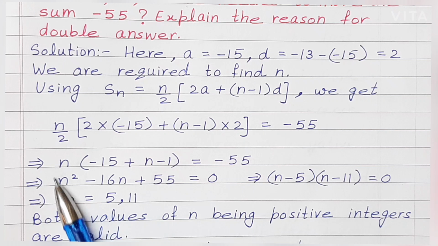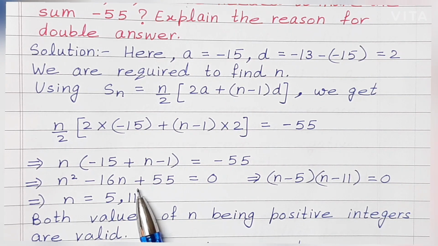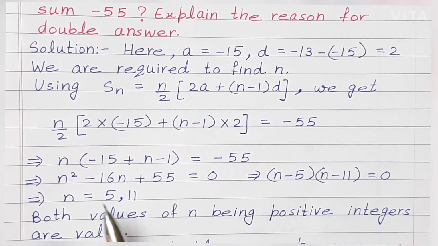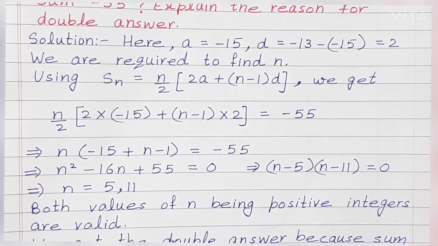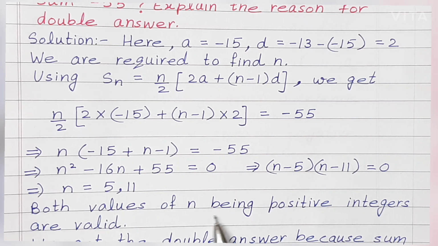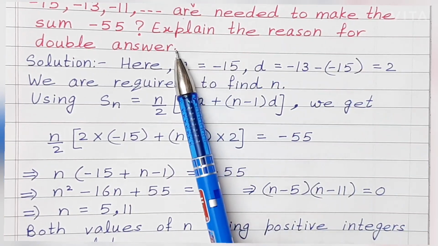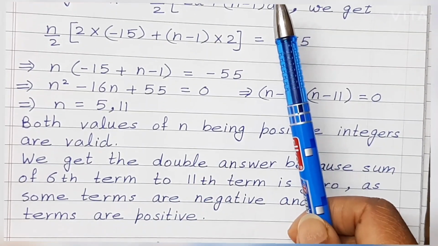Now, you all know how to solve a quadratic equation. We can use the splitting of the middle term. So, the two values of n are 5 and 11. So, both the values of n being positive integers are valid. Clear? So, that means we have two values of n. Now, the question was to explain the reason for the double answer. So, what is the reason for the double answer?